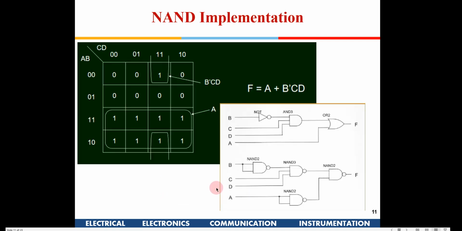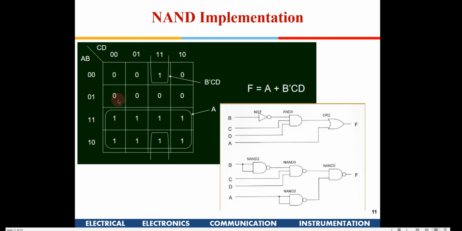So if I give a function like this, max terms, and then ask you to implement using NOR gates, what you need to do is, even if I give min terms and then ask you to implement using NOR gates, since the implementation is with NOR gates, you will have to find out the product of sums.